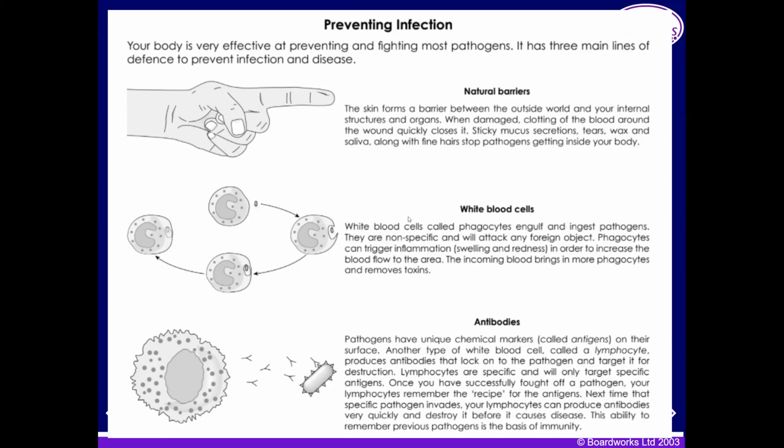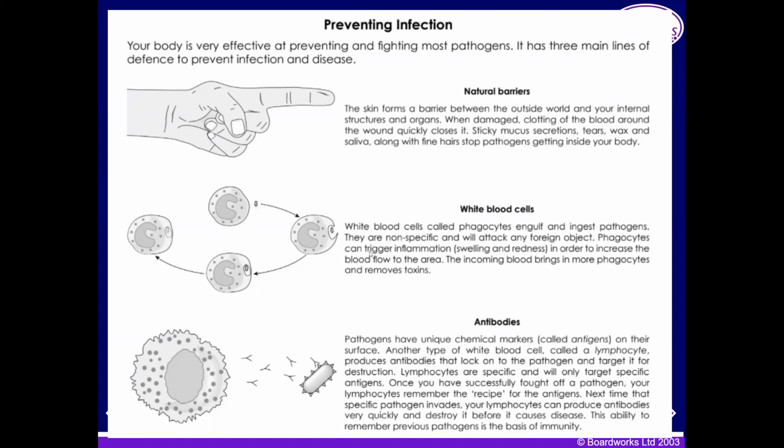Okay, so white blood cells called phagocytes engulf and ingest pathogens. So the pathogen is the unwanted organism in our body, like the bacteria. So imagine you have a cut on your hand, the bacteria enters the cut. Your white blood cells that are floating around in your blood will then go to the site of infection and then engulf or eat the bacteria.